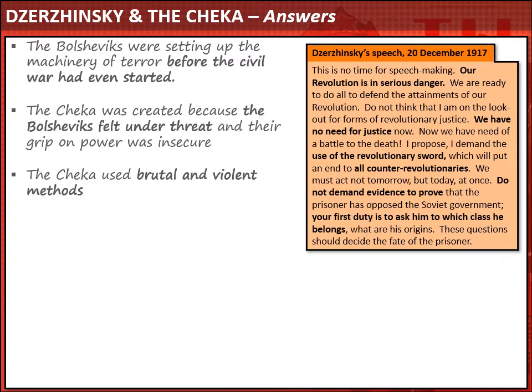Dzerzhinsky mentions the use of the revolutionary sword, and in fact Lenin referred to the Cheka as the sword of the proletariat, and we get a sense there that the Cheka is going to use brutal and violent methods. It used arrest, torture and execution.